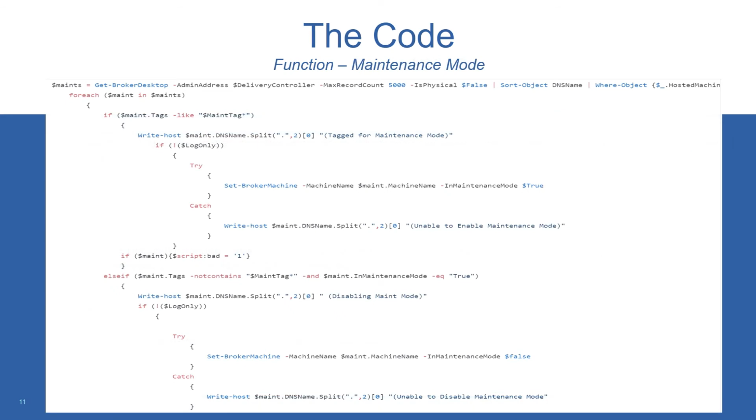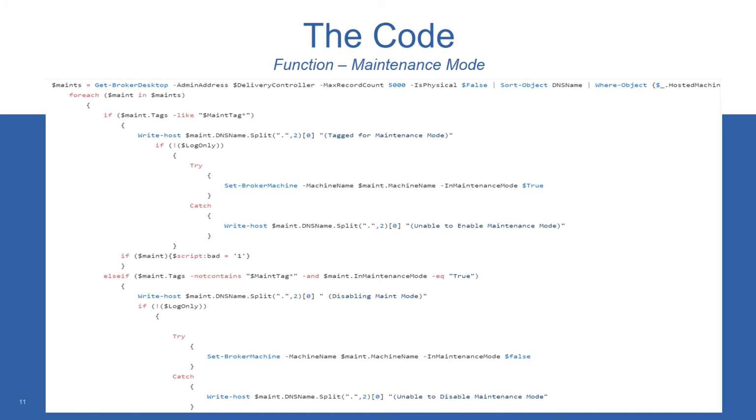Here's the maintenance mode one. So we're just doing a Get-BrokerDesktop here on the delivery controller, where the hosted machine is in maintenance mode. You can't see it here, it's cut off a little bit, but it basically gets whether it's in maintenance mode. And then for each of them, if it's tagged with that certain tag that we called out in our parameter, what I usually use is a maintenance mode manual tag.